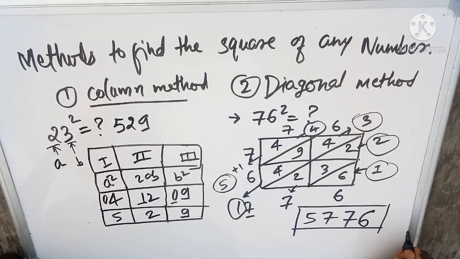So this is the diagonal method using which we can find the square of any number. We just need to add the rows and columns accordingly. That's all for the video. Hope you have understood. And from now, you can find the square of any number very easily using these two methods.